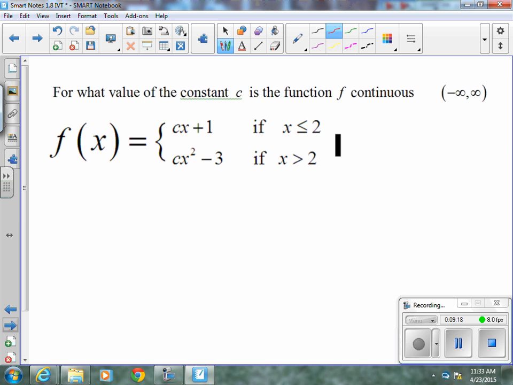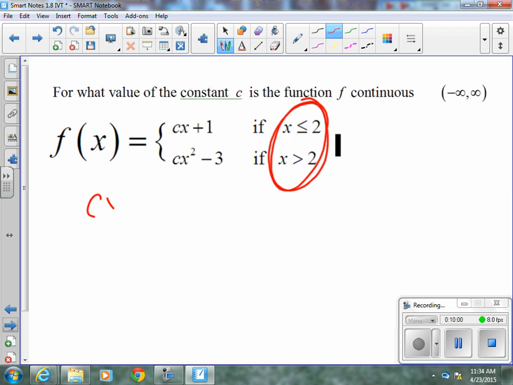Finally, for what value of the constant c is the function f continuous? Well, to be continuous, the limit equals the value. If we talk about this, cx plus 1 is a line. Its domain is all real numbers. cx squared minus 3 is a quadratic, a parabola. Its domain is all real numbers. So we don't have any issues with either function. The issue arises at the 2, when it changes from one piece of the piecewise function to another piece of the piecewise function. We need to know if those touch, because if they touch, then the limit's going to equal the value. But if they don't, then there's a jump, or there's a hole, or something like that.